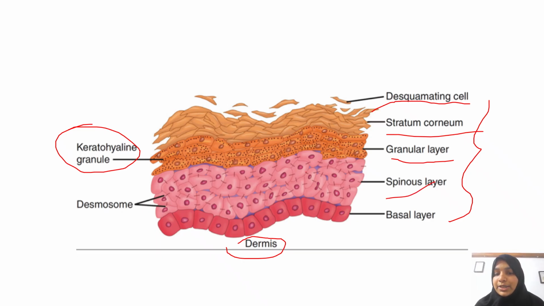Desmosomes are interconnections between the different cells. That is called desmosomes. And you have the stratum basale, where you have the stem cells and the melanocytes as well.